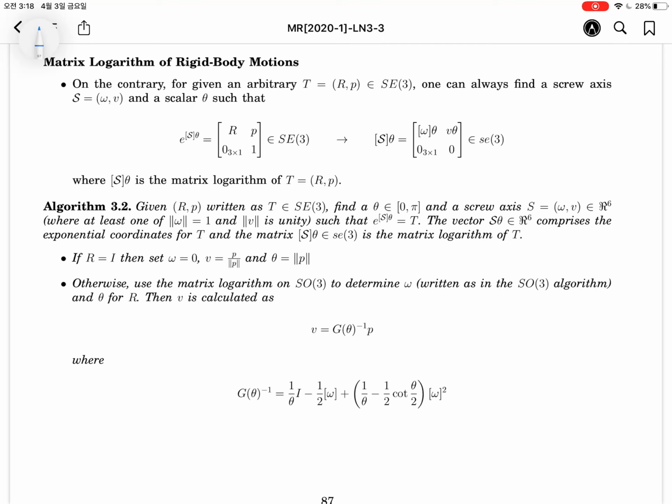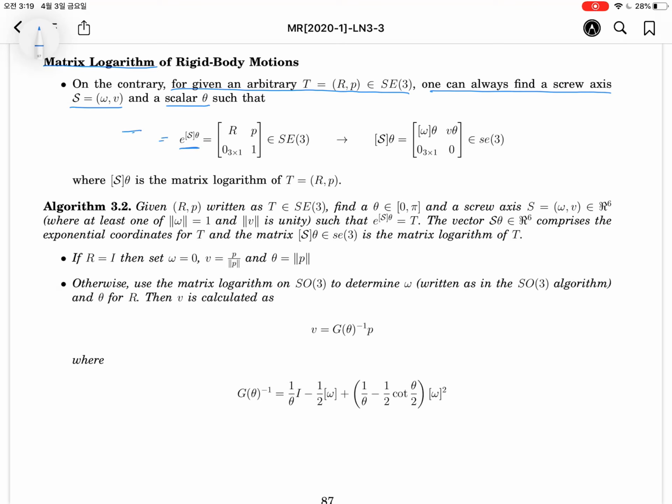Okay, let's take the matrix logarithm of rigid body motion. For a given homogeneous transformation written by R and p, we can always find the screw axis S and the scalar theta traveled along the screw axis.